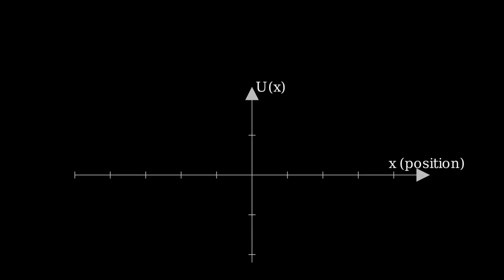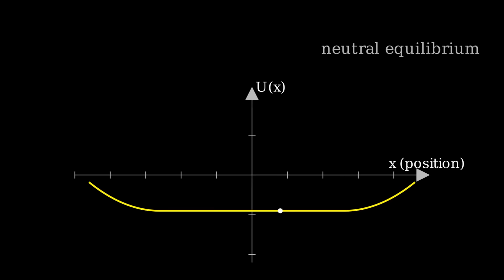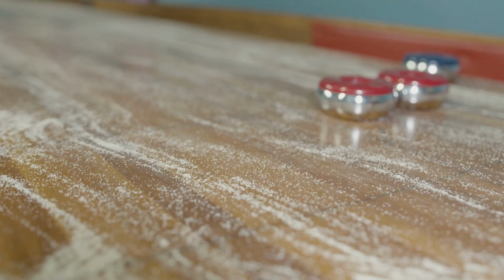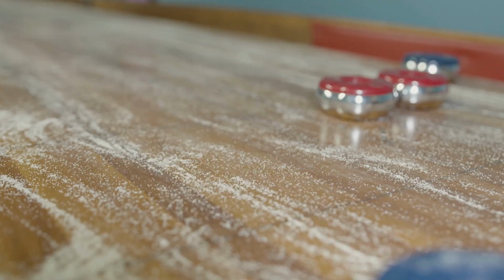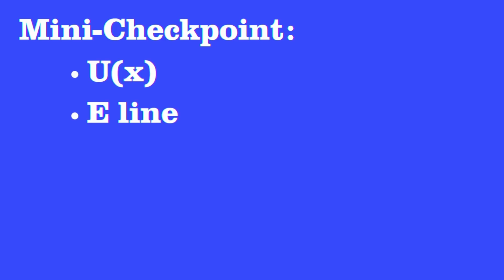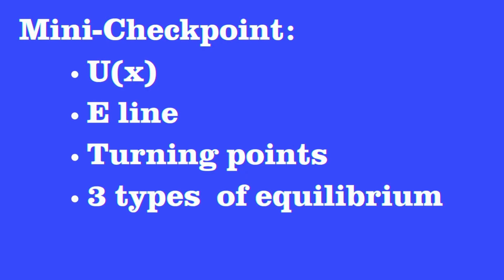If U is flat over a region, small displacements neither raise nor lower U. This is neutral equilibrium. A good example is a frictionless puck on a level track. Mini checkpoint. So far, we've defined U of X, the energy line E, turning points, and 3 types of equilibrium.